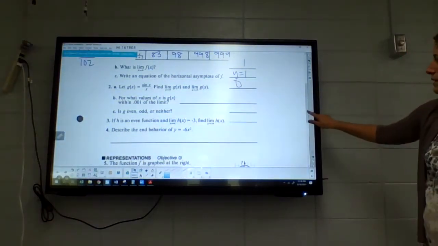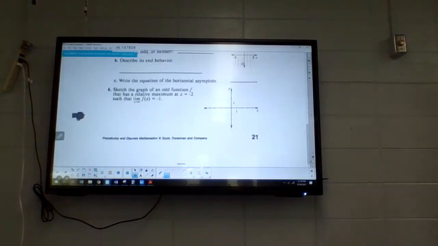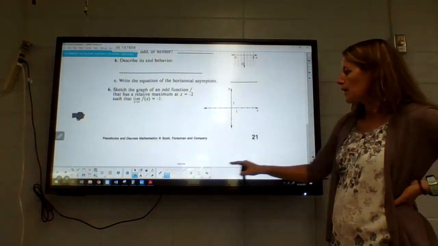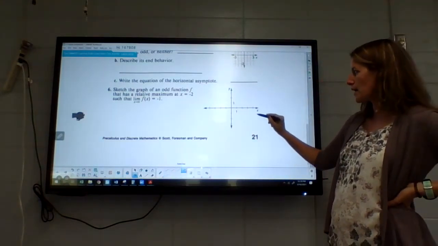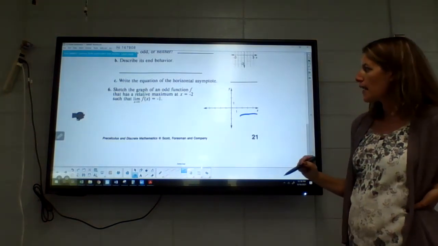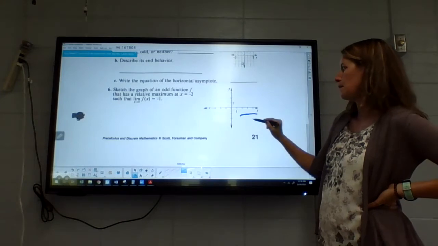Then number 6. So let's talk about number 6. The drawing they had is not the only one you can have. It says, sketch a graph of an odd function f that has a relative maximum at negative 2, such that the limit on the right side of the graph is going to be negative 1. So I already know it's got to head towards negative 1 on the right side of the graph. So I know that happens. And then if x is negative 2, there's going to be a relative maximum.